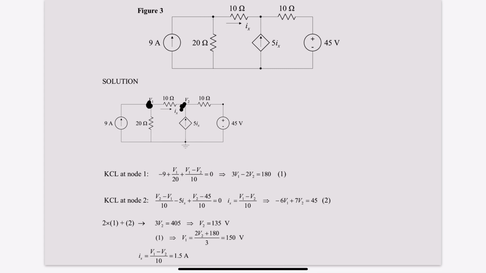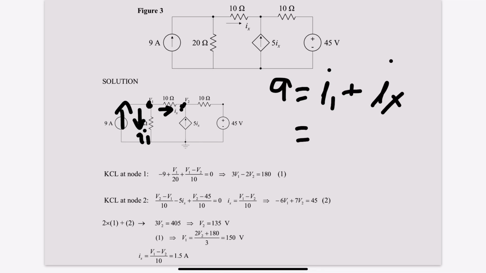Using that, we're going to find our solutions for V1 and V2. So for V1, we're going to look at this node. We have this current entering the node. We're going to consider this I1 current leaving that node along with Ix. So we've got two currents leaving the node, and one current entering that node. So the current entering the node, which is 9, is equal to the current leaving that node, which is I1 plus Ix. The value for I1 is going to be V1 over 20, 20 being the resistor that I1 is passing through.